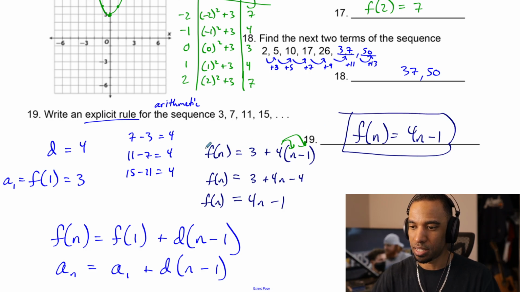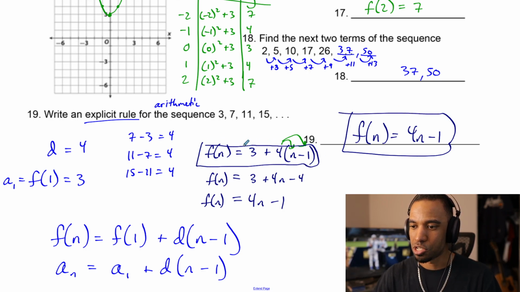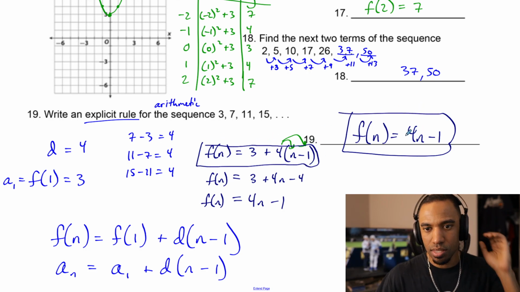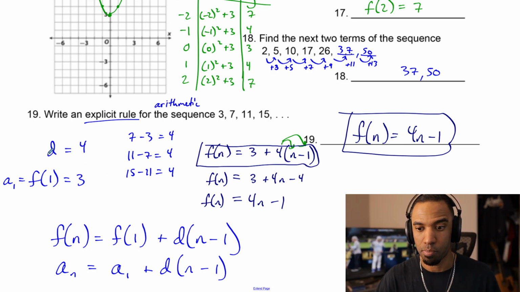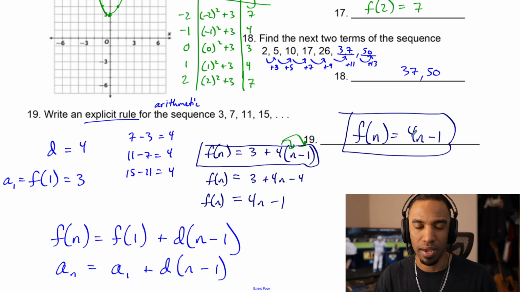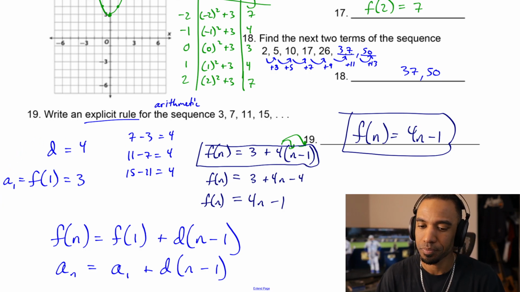Keep in mind, we started here, and I simplified it to get there. So see, this does look like all the other ones that you often see, and 4 is still that common difference that was mentioned before. So the number that multiplies by n is indeed that common difference.